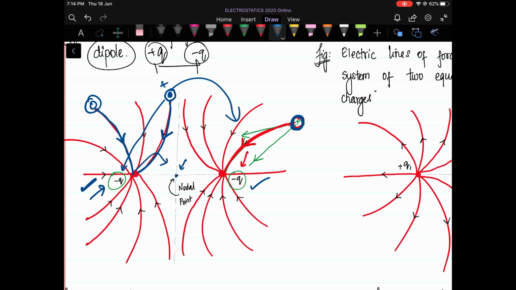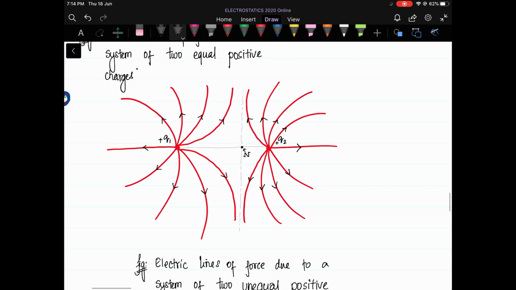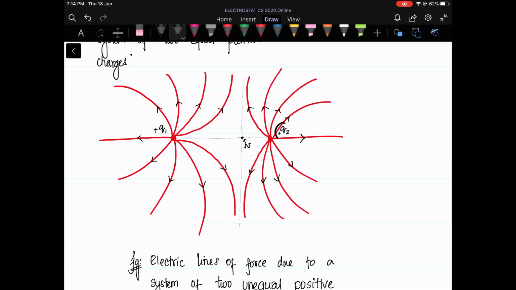So exactly in the middle, the positive test charge will be pulled by the first charge and will also be pulled by the second charge equally, because of which the positive test charge will not move in any direction. Hence there will be no path. That's why we have this nodal point here. Now suppose we have two positive charges. One is plus Q1 and the other one is plus Q2.